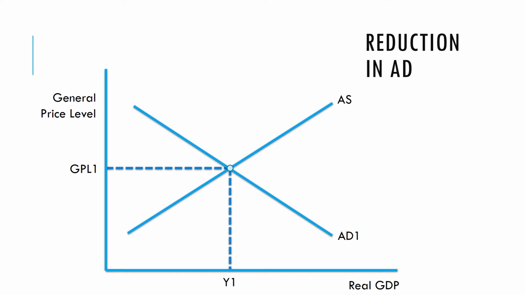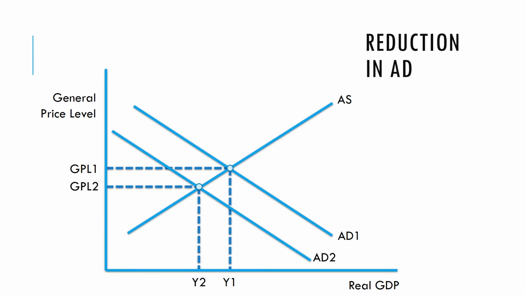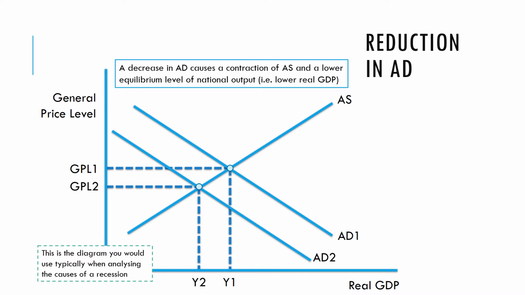Let's also have a look at what would be the impact of a reduction in aggregate demand. Well, in this scenario, it would be the opposite direction. A reduction in aggregate demand would lead to a lower price level and a lower level of national income, Y2. So a decrease in AD causes a contraction along the AS curve and a lower equilibrium national output. And this is the diagram we would typically use to illustrate or analyze the cause of a recession. A demand-deficient recession would be indicated here, where our fall in GDP is indicated by Y1 to Y2, often accompanied with deflation.